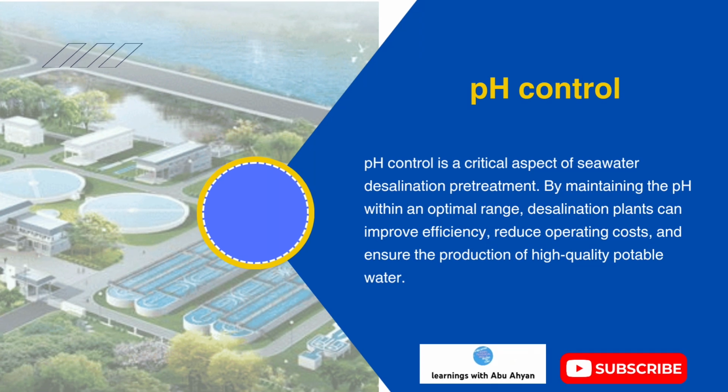pH control is a critical aspect of seawater desalination pretreatment. By maintaining the pH within an optimal range, desalination plants can improve efficiency, reduce operating costs, and ensure the production of high-quality potable water.